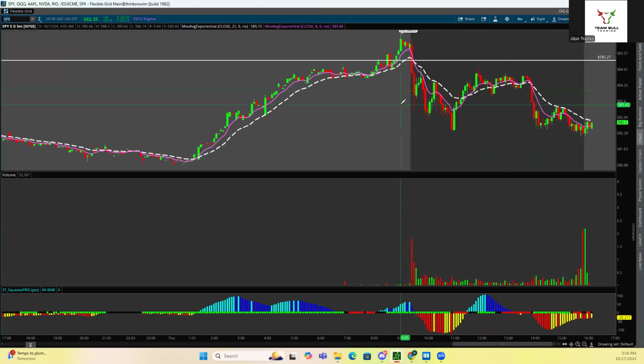Does that make sense? But once we got to the gap fill on SPY, that's when I was interested. Again, we took it for a nice little trade. I didn't catch all the way up there, but I caught a nice little move.